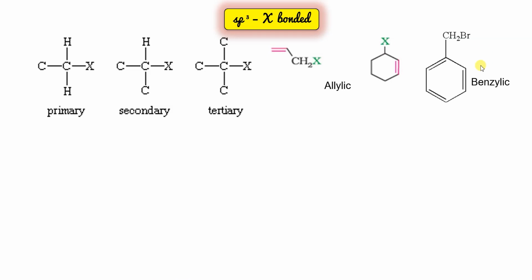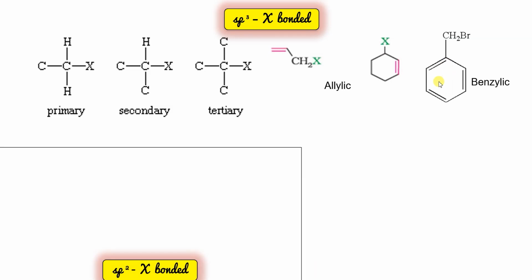If we talk about this, this is called benzylic. When is it benzylic? When the sp3 hybridized carbon with which the halogen is attached is further attached with the benzene ring. Please mind it properly. If the sp3 hybridized carbon with which the halogen is attached is further attached with the benzene ring or aromatic compound, then it will be called benzylic. Got it? Students get confused, so let me show you.